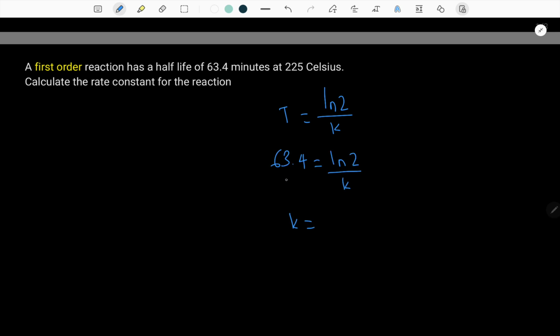So it's going to be 63.4 is equal to ln2 over k, and now you can do shift solve on your calculator and find the exact value of k here, and it is 0.0... Okay, so this is the final answer, and we're going to leave it in 3 significant figures since the question has 3 significant figures. Let's move on to the next question.